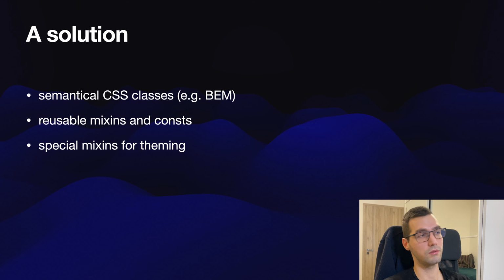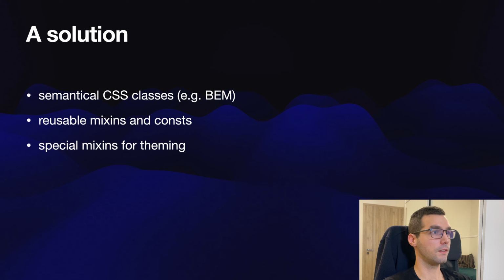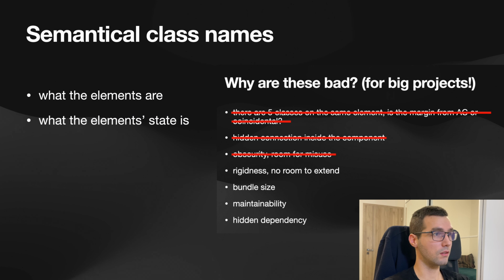This is one solution, but semantical CSS classes like BEM, but there are many similar classes, block element modifier, by the way, reusable mixins and constants, special mixins for theming. What do they do? So semantical classes, very simple. We just name all the elements inside the templates of what they are and what their state is if needed. This already eliminates 3 of our problems.